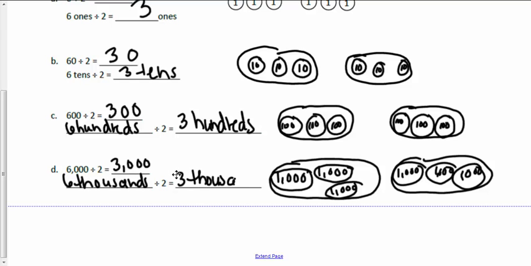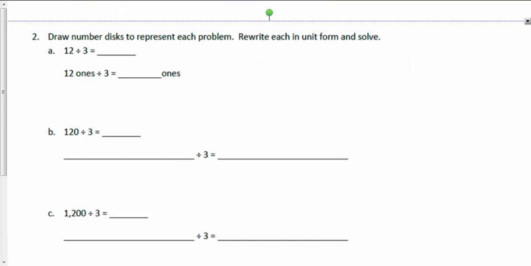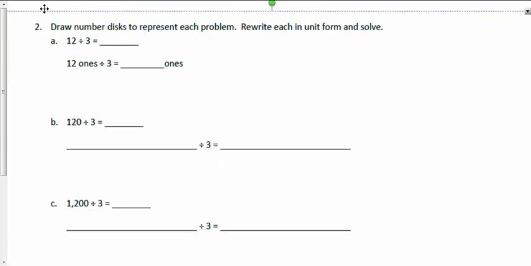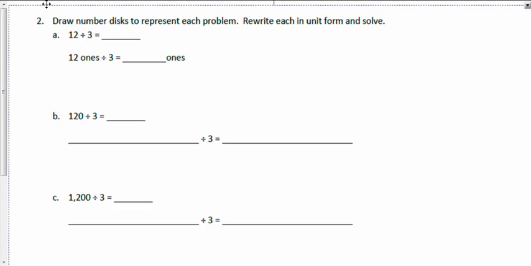This is exactly like what you did in your journal. You'll notice we have the exact same pattern here, 3, 3, 3, 3. So the basic problem here is 6 divided by 2. We're just adding tens, hundreds, and thousands. All right, let's look at the next one. Now it says draw a number disc to represent each problem. Rewrite each in unit form and solve.